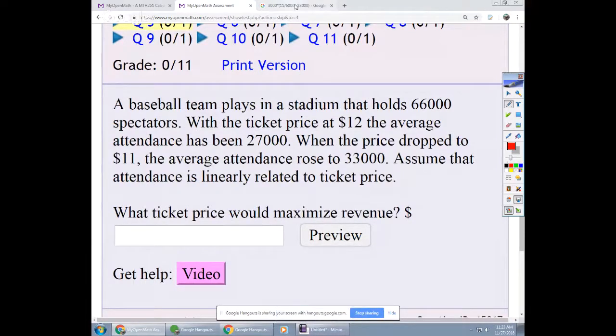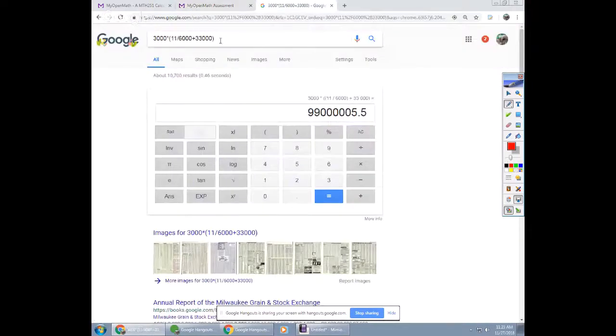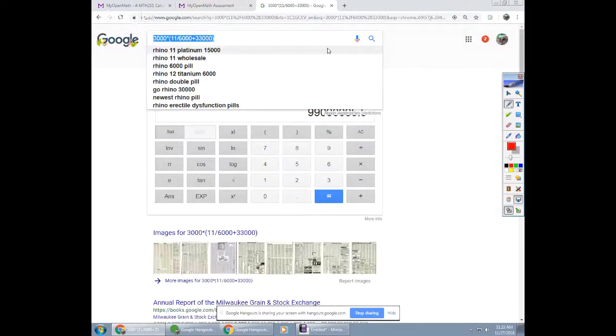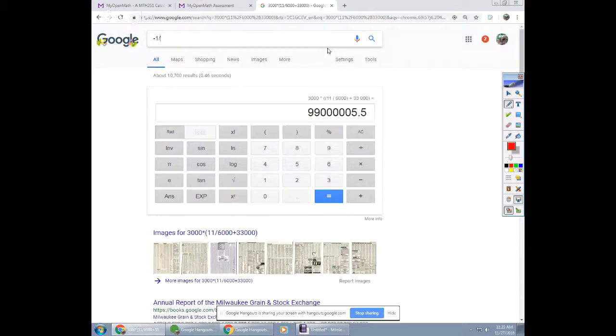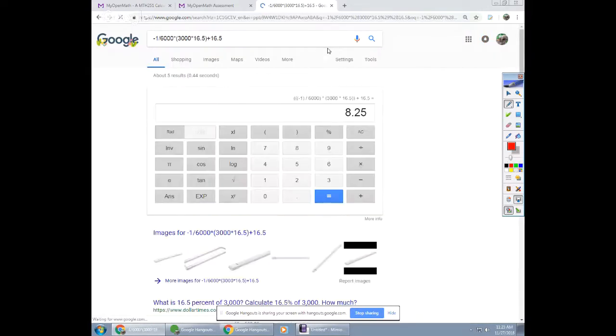So here now I have to plug that answer into the ticket price equation. So that's going to give me -1 over 6,000 times 3,000 times 16.5 for the optimal attendance, plus 16.5. That gives us 8.25. It worked! I think the other way sounds way easier. Well, how do you know what's the easier way until you do it both ways? That took us 25 minutes to do.